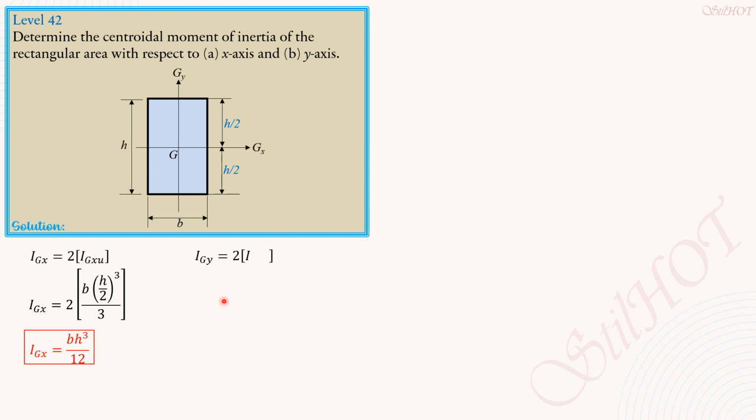So IGY is 2 times IGX of the right rectangle, this rectangle here, where the base is b over 2 and the height is h this time. So it is b over 2 cubed times h over 3. So IGY is 2 times quantity b over 2 cubed times h over 3. So simplifying, that is also b cubed h over 12.